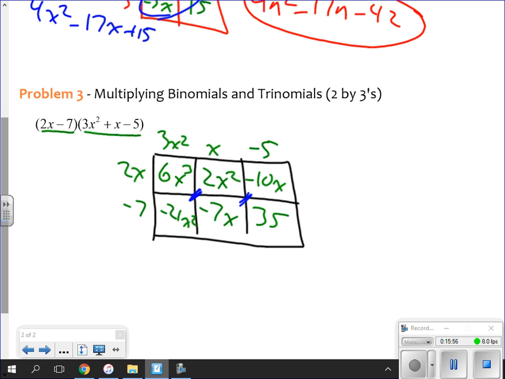Okay. So I've got 6x cubed. That takes care of my x cubed. I don't have any other x cubed. My x squareds are on the diagonal, so I combine them up. 2x squared, negative 21x squared, gives me negative 19x squared. Negative 7x, negative 10x, negative 17x. Oh, you got one wrong. And then I get plus 35.